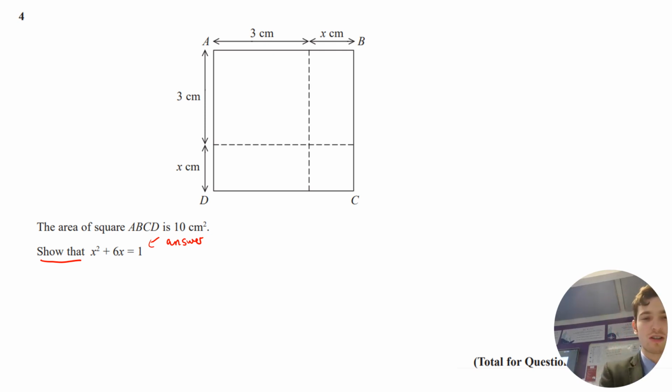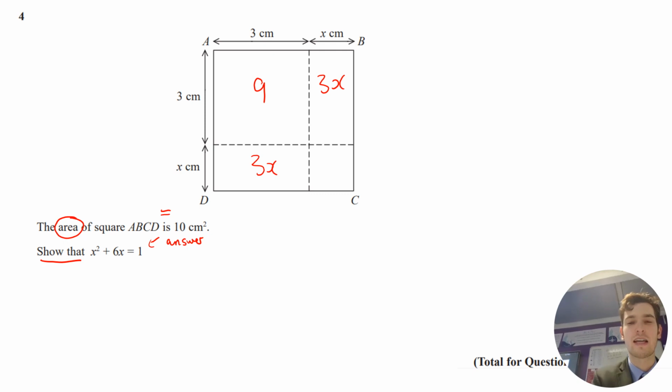So I know in the question it talks about area, and it equals 10. Okay, I think I see where my equation is going to be. Let's find out the area of this shape. So 3 times 3 is 9. 3 times x is 3x. I got 3x here, and I've got x squared here. Great. So now let's collect like terms.